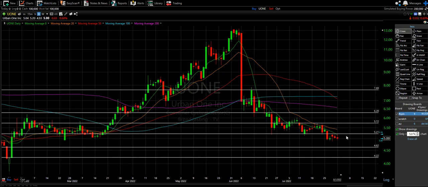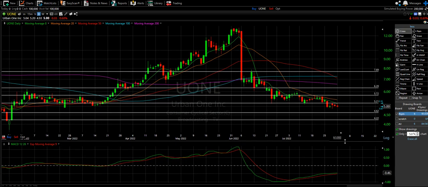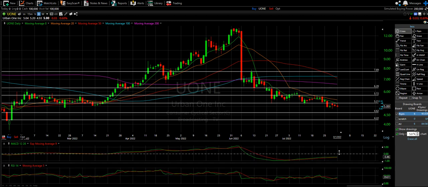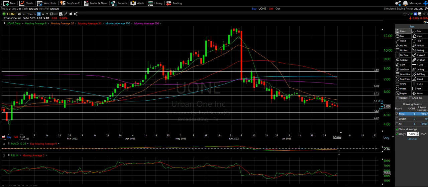So again, though, Urban One, nothing spectacular at all, right? We're definitely trading under this 8, and by all signs, it kind of looks like we're on our way down to the next line, right? What do these lower indicators look like? Hey, okay, MACD is kind of trying to make its way up. What is that? Oh, hey, RSI actually looks okay.